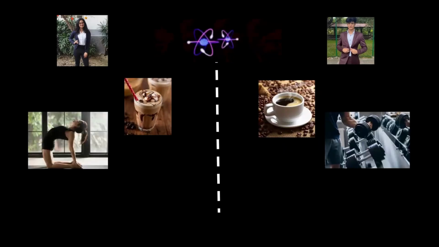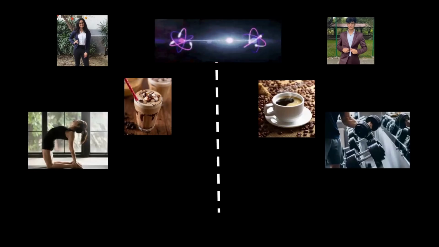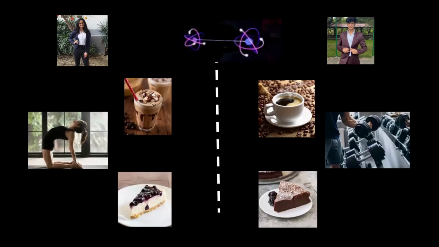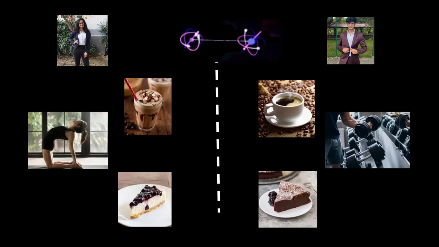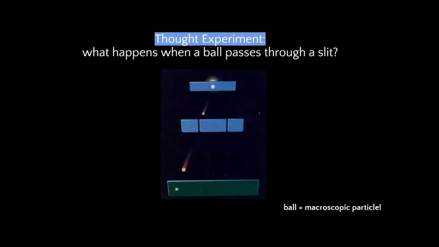If one of them likes to do yoga, the other one will love to do gym. And if one of them likes cheesecake, the other one likes chocolate cake. At this time, I would suggest take a break and eat something. And the third principle, we'll understand with a thought experiment.